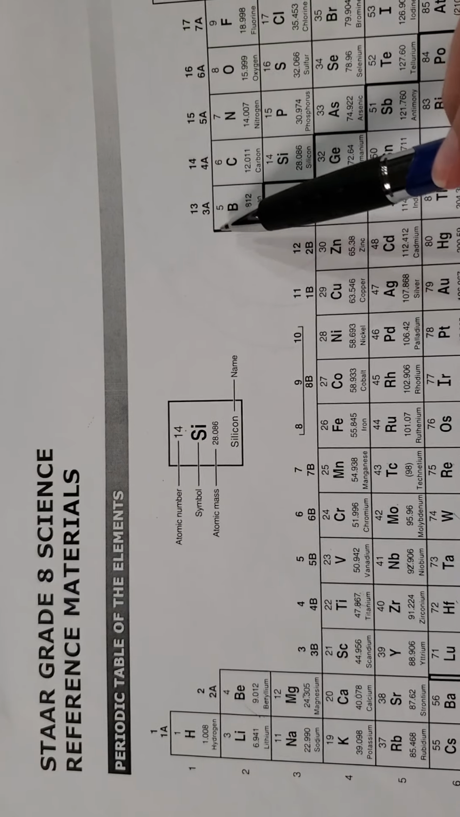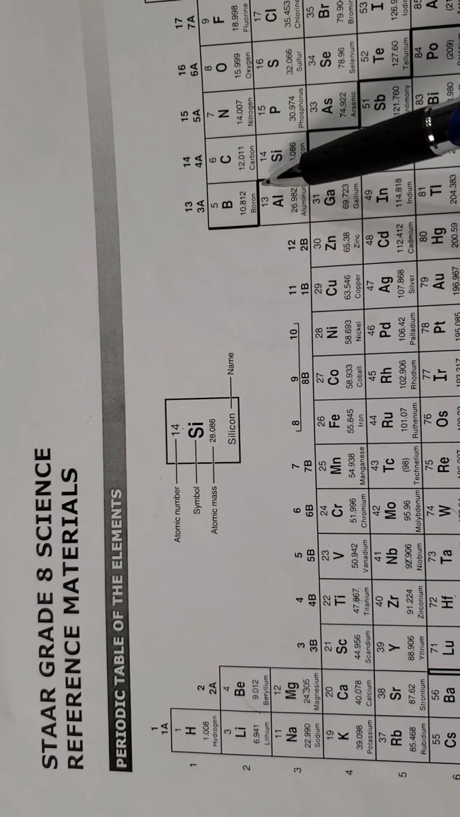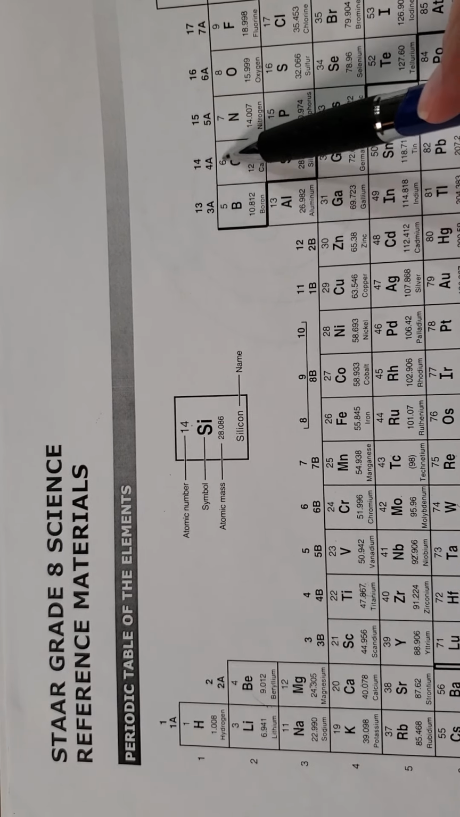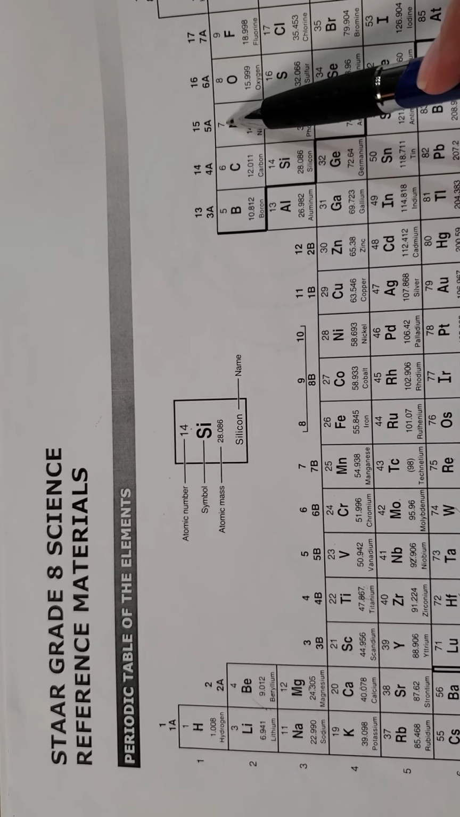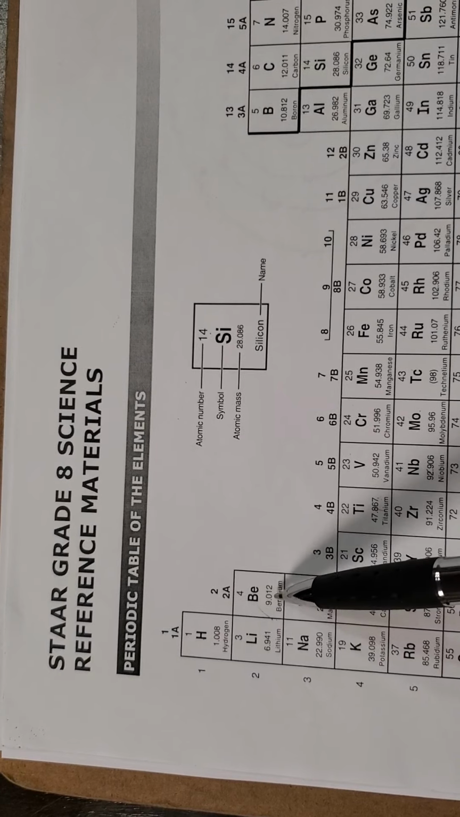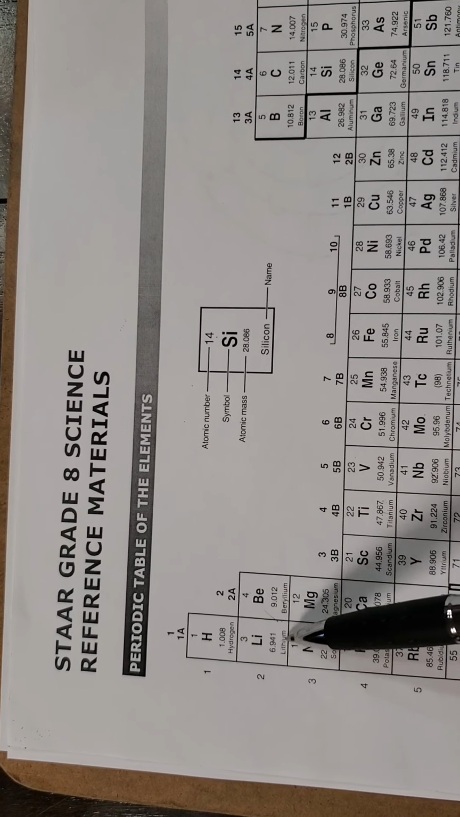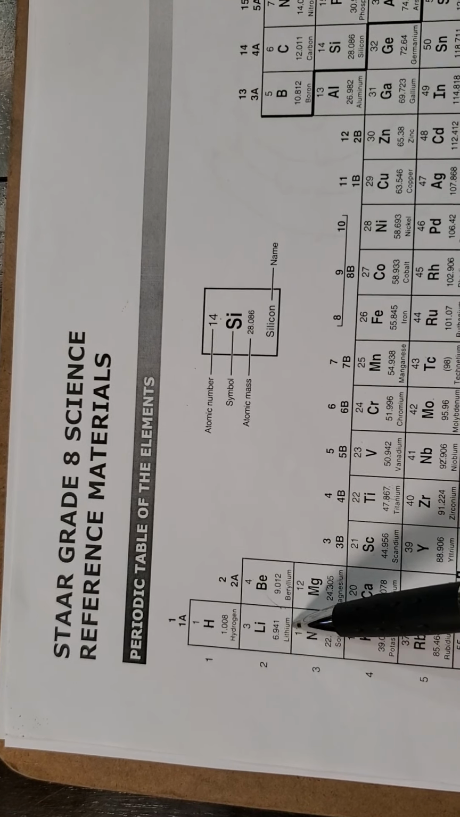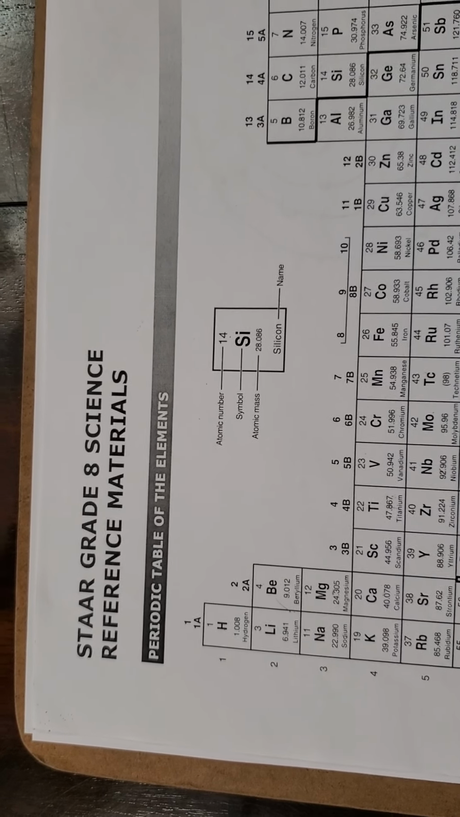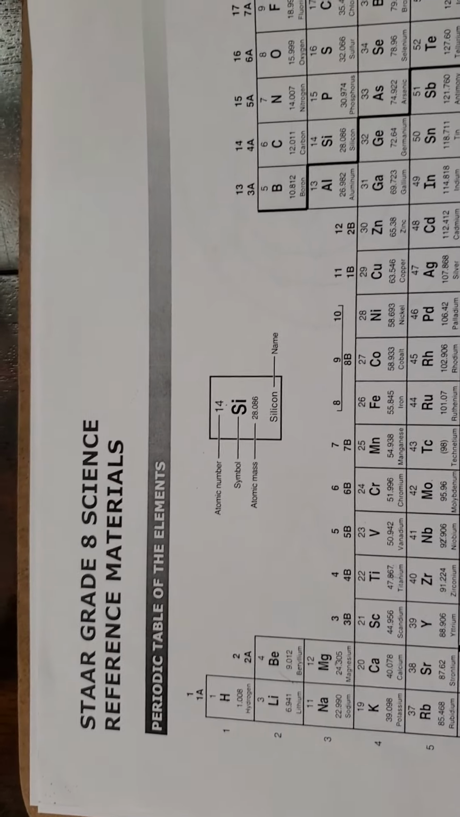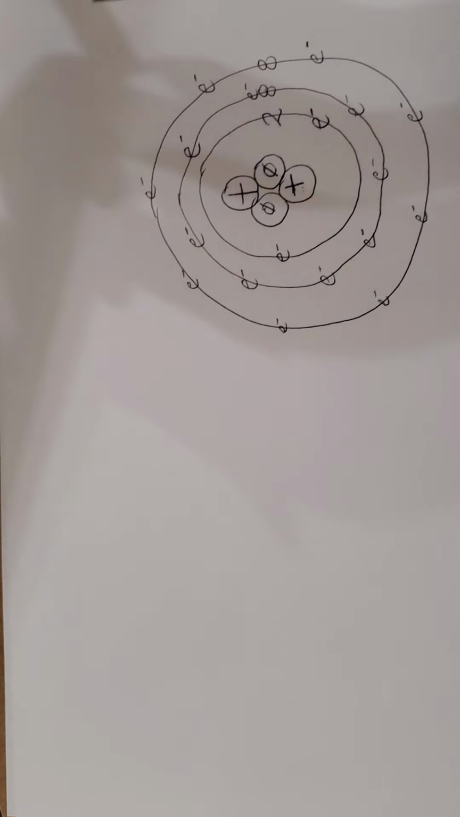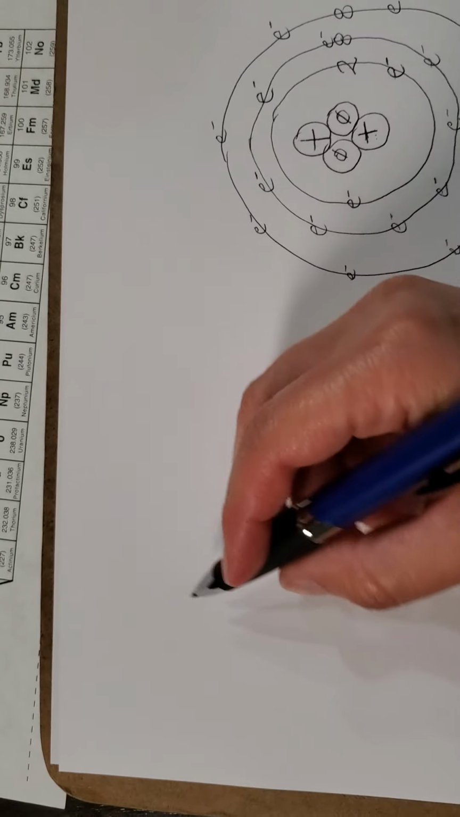Okay, so like boron has an atomic number of 5. Carbon has an atomic number of 6. Nitrogen has an atomic number of 7. Let's skip over here. So beryllium has an atomic number of 4. Lithium has an atomic number of 3. Okay, so each atomic number tells us something about that element, or the atom of the element, actually. So, well, what does it mean?